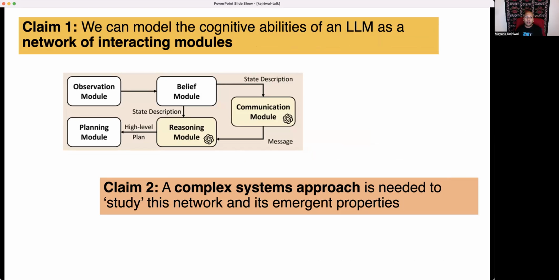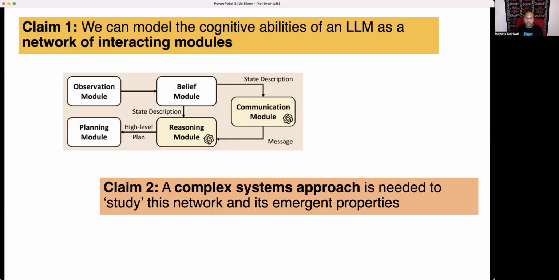So our claim is, and this is really just a claim, based on a belief in a way, but there's good evidence from other researchers and this kind of work that you just saw that this is possible. And the claim is we can model the cognitive abilities of an LLM as a network of interacting modules. So this, in a way, is a very simple structure. We believe it can be much more massive than this. So for example, even just a reasoning module, we think that there shouldn't just be one reasoning module. There are probably different kinds of reasoning, different kinds of planning, different types of communication.